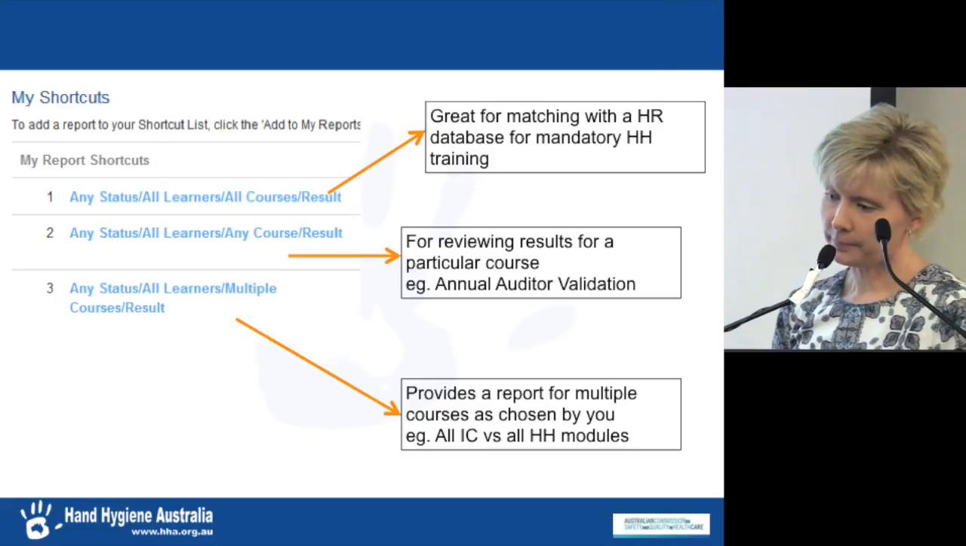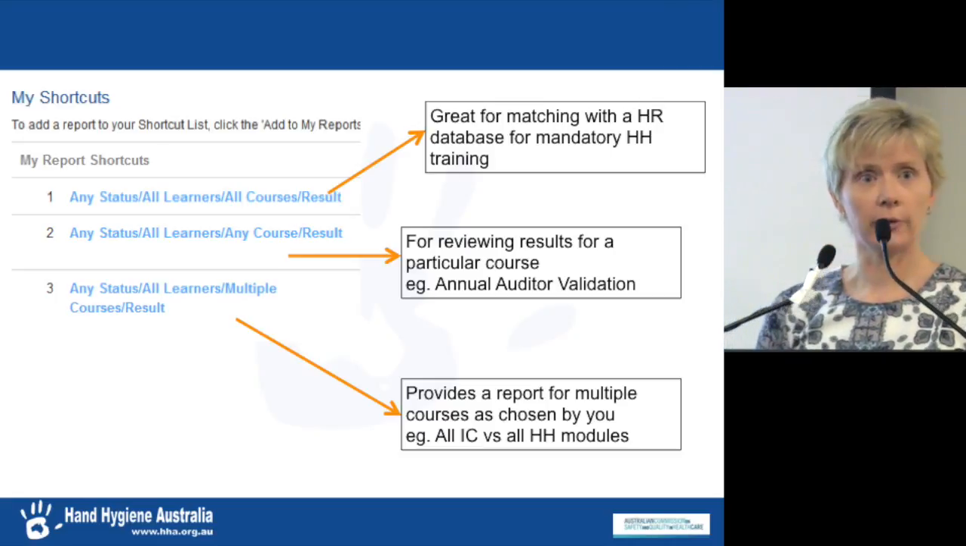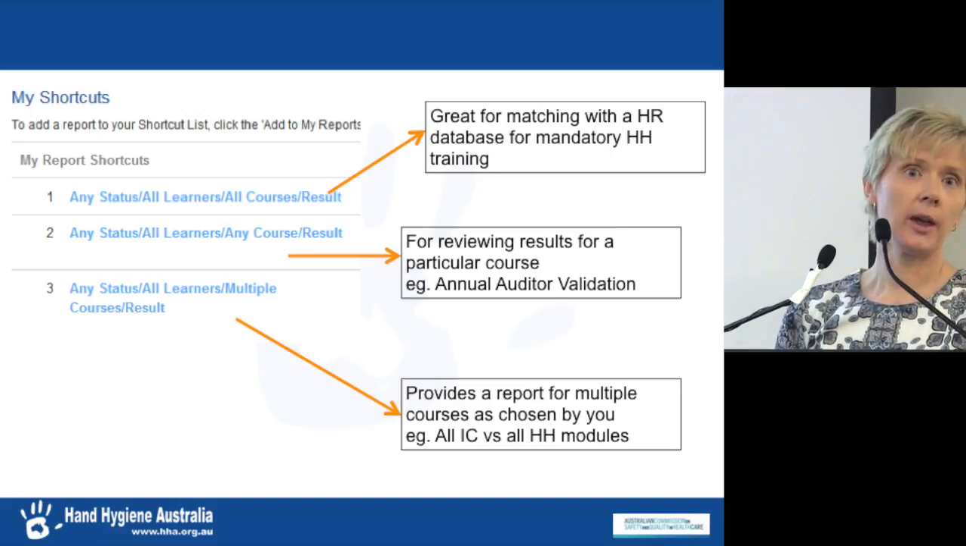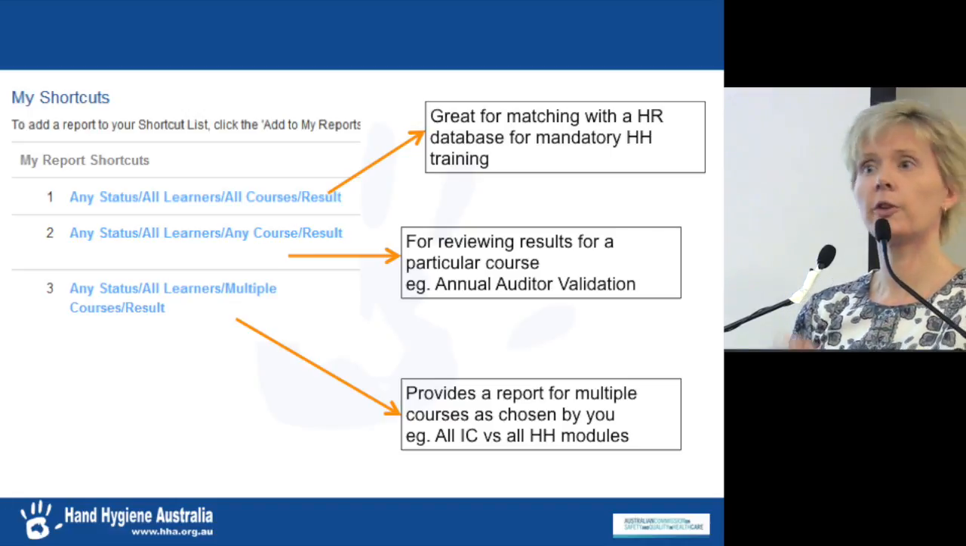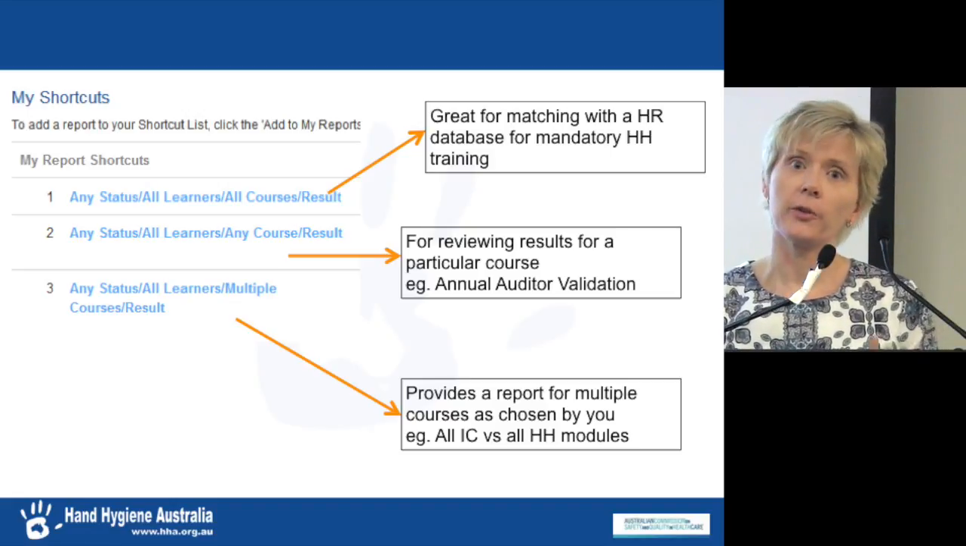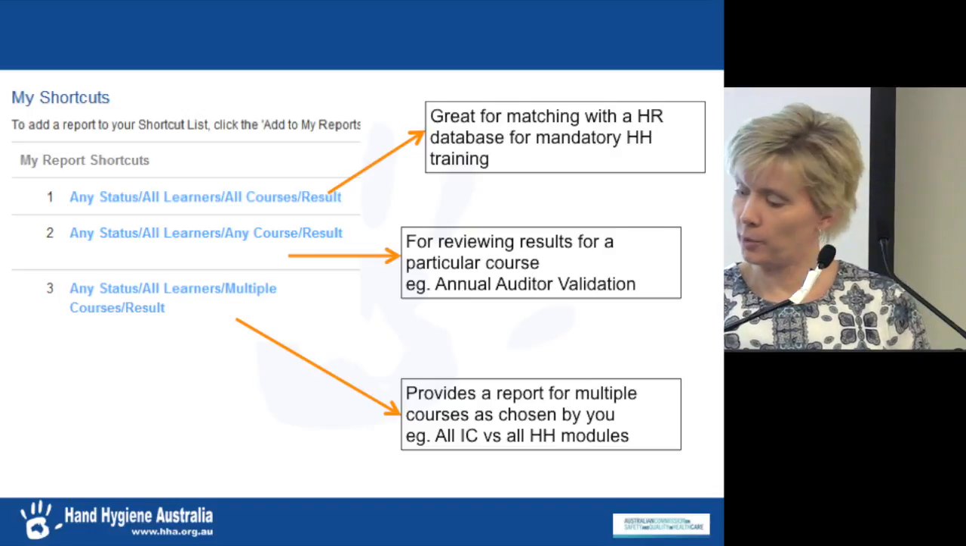The third option is all learners for multiple courses, so you can pick a number of courses to run in one report. And this is great if you want to compare who's completed the hand hygiene modules versus who's completed the infection control modules. So the 3 most common shortcuts are there available on that reports tab.